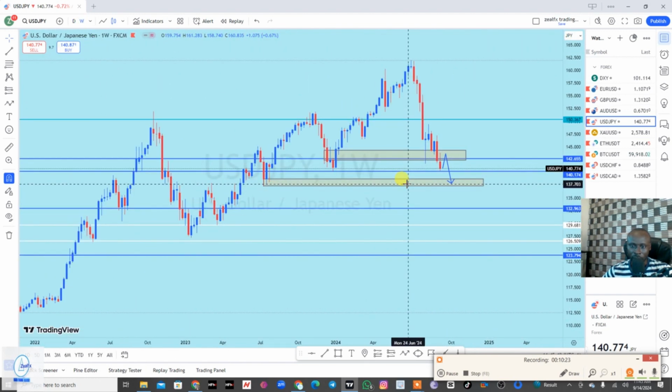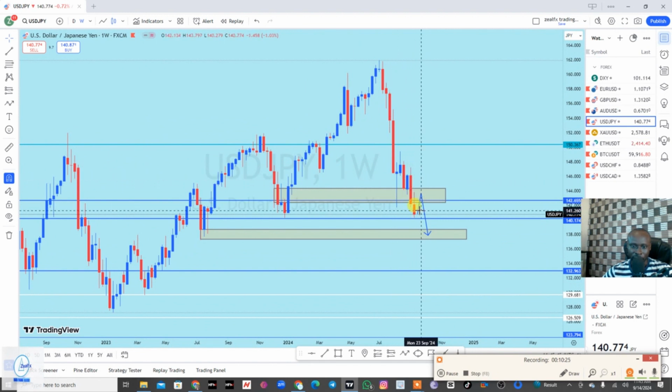On my weekly chart, you can see that price converted this support to resistance. So long as price converted this support to resistance and price tested this support level, it shows that we are expecting a retest of this resistance. Then we'll see price heading back lower.